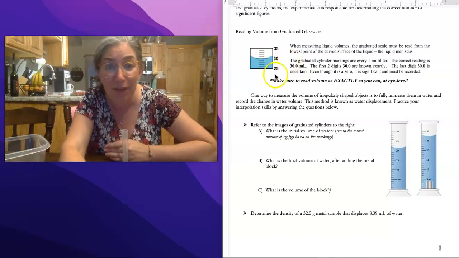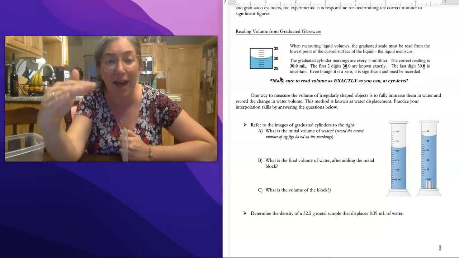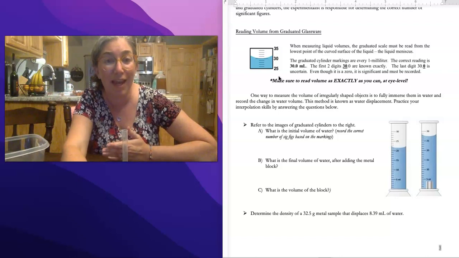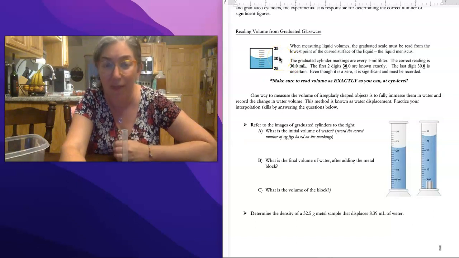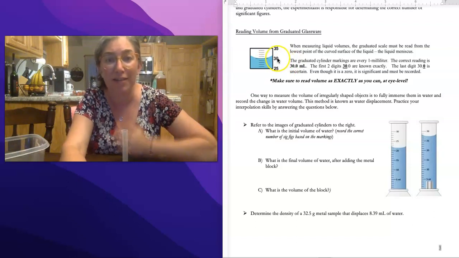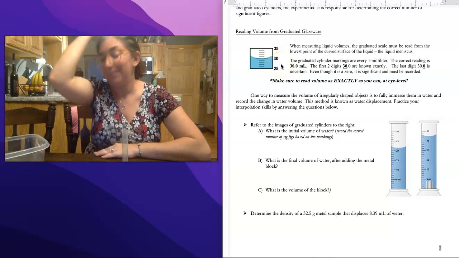Different people, different eyes might choose to read that slightly differently. Again, that contributes to the error and the uncertainty, but pretty much everyone is going to say 30 point something. So we know that that 30 is a certain value, if that makes sense.